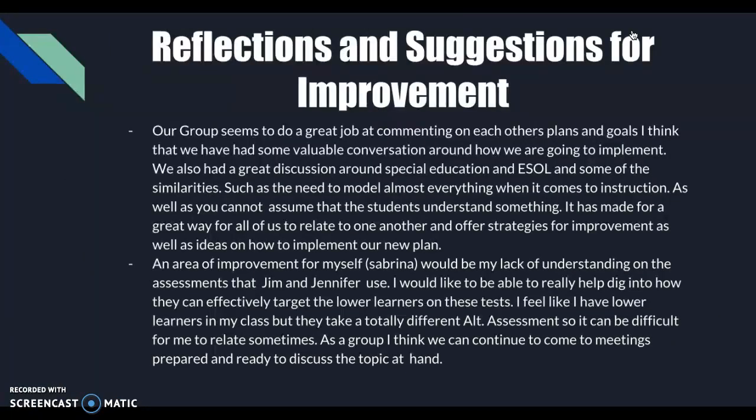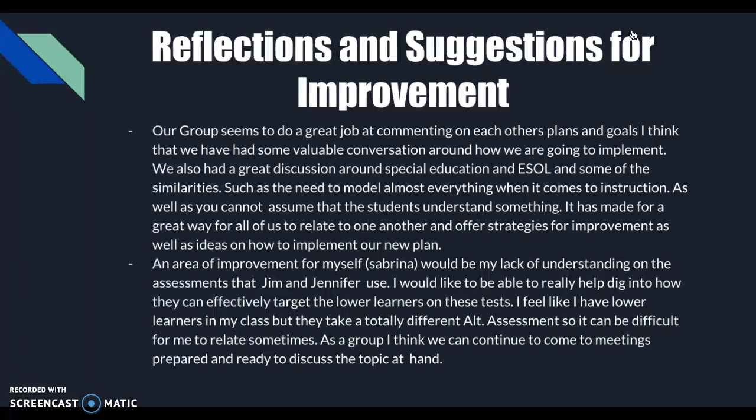And then last is the reflections and suggestions for improvement. I think our group really seems to be doing a great job at commenting on each other's plans and goals. I think we've had some valuable conversations around how we're going to implement. And we also had some great discussion around special education and ESOL and some of the similarities they have, such as the need to model almost everything when it comes to instruction, as well as we can't assume that the students understand something right away. It's made for a great way for all of us to be able to relate to one another and offer strategies for improvement, as well as ideas on how to implement our new plans.